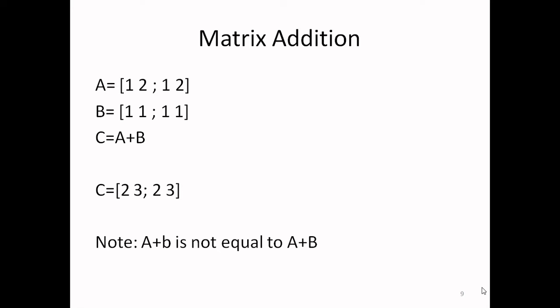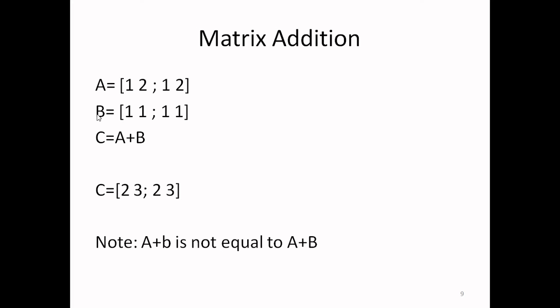So now let's discuss matrix addition. Now suppose that I have to add two matrices, matrix A and matrix B. Now as you can see over here, I have this matrix A, and in this we have 1 space 2. This means that in the first row of the matrix we have these two elements 1 and 2, and because there is a semicolon over there, it means that now we are moving to the second row, and in the second row we have again 1 and 2, and we have just closed this bracket.